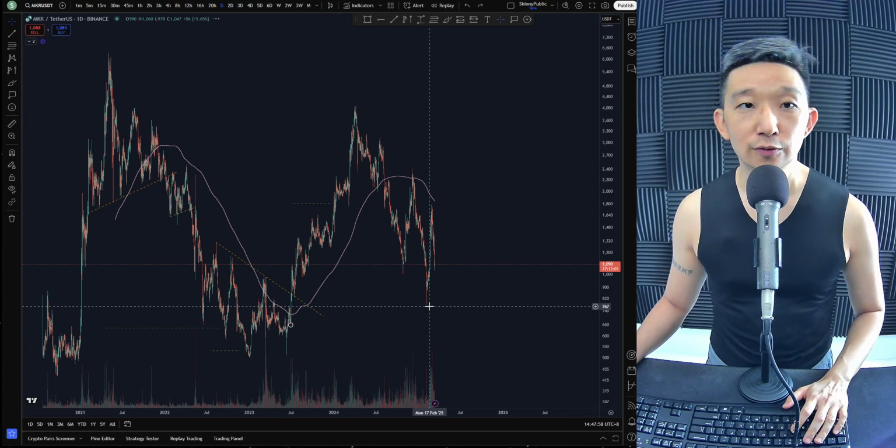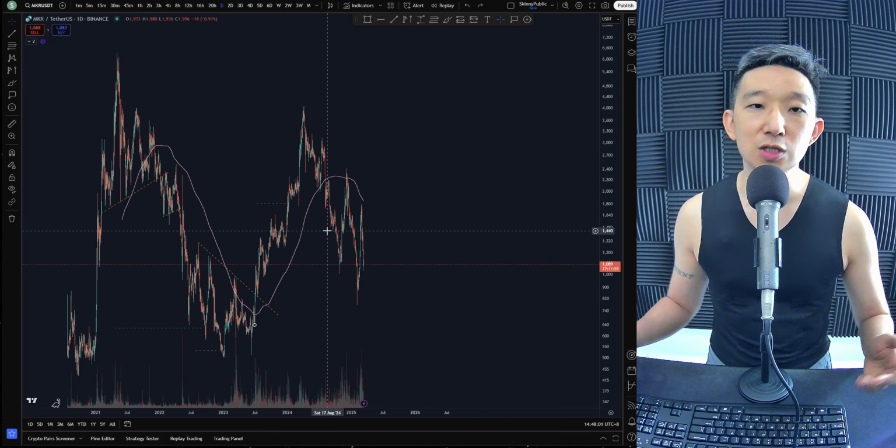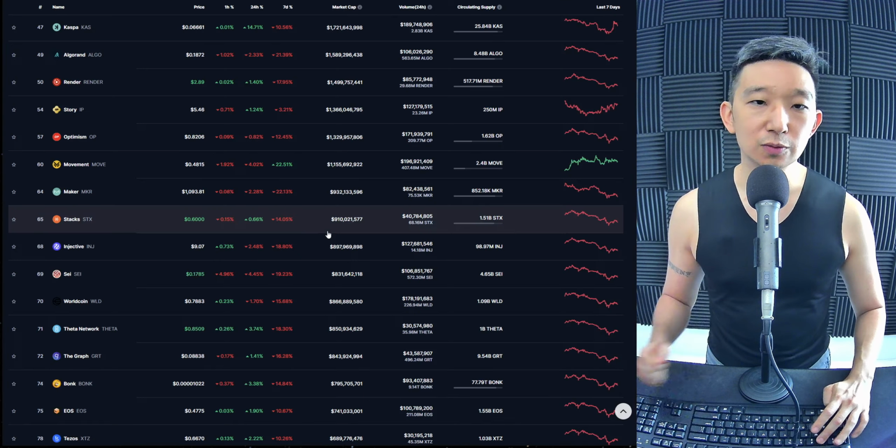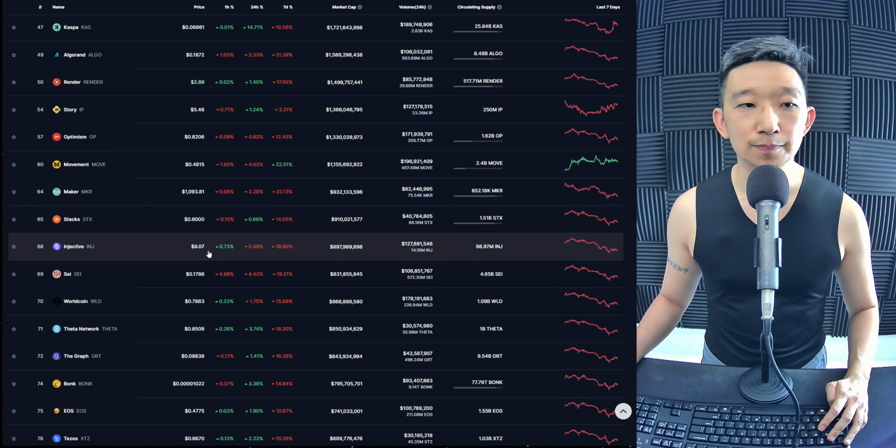So it's still a long way to go. Another 40% more for Maker. I don't think Maker is done yet. But again, just like Ethereum, once it does well, all the other coins in Ethereum's orbit will do very well. And that includes Maker.